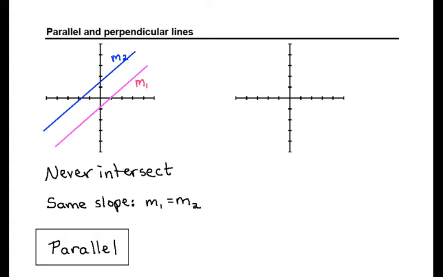If we look at perpendicular lines, on the other hand, a line and a line. Let's get this as close to just right as we can. All right. Let's say this one has slope M1. This other one has slope M2. Perpendicular lines intersect at a 90-degree angle.